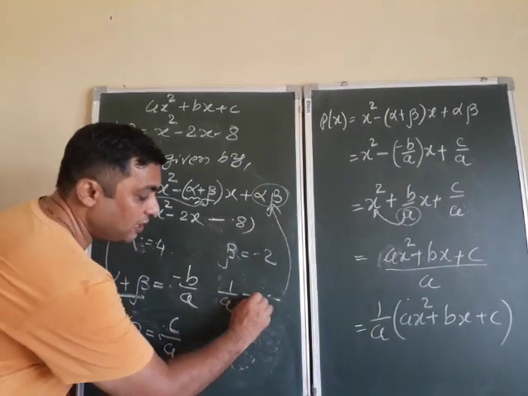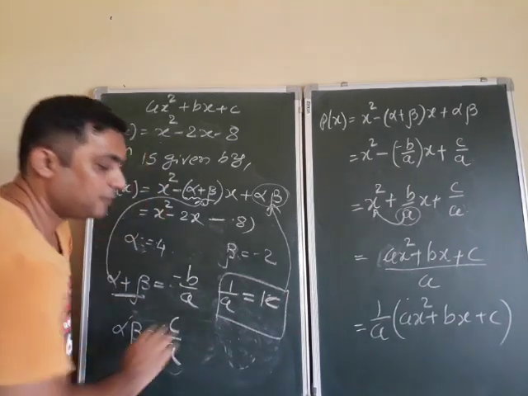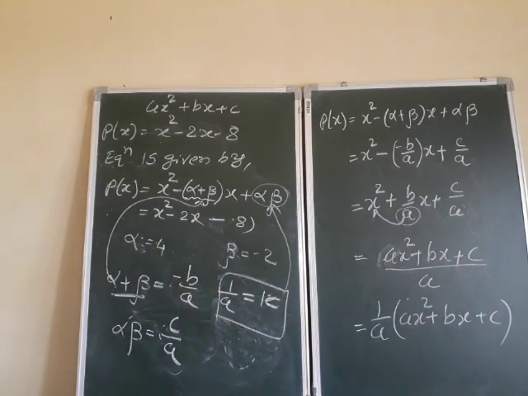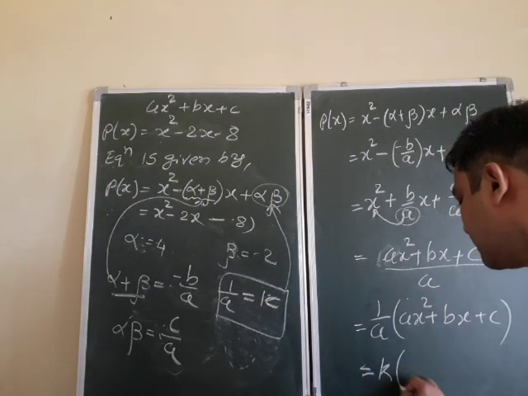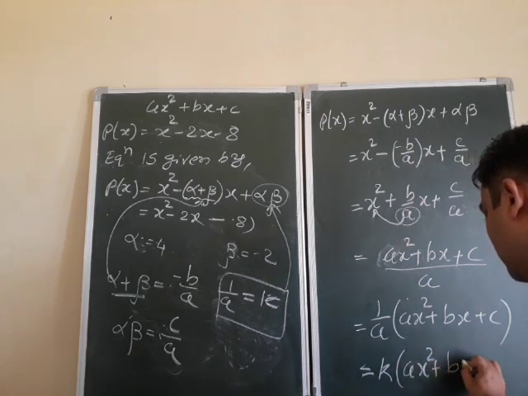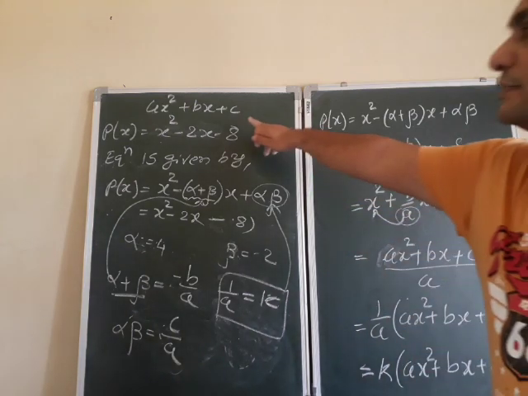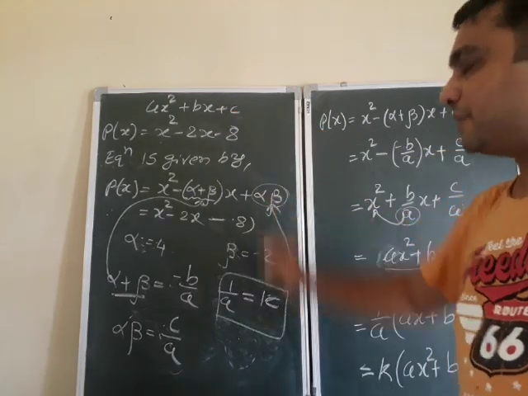Okay. So 1 upon a I can say as k. So what happens here? This 1 upon a I say as k. So this is k in bracket ax square plus bx plus c. Is it fine? And that is your original polynomial, ax square plus bx plus c.